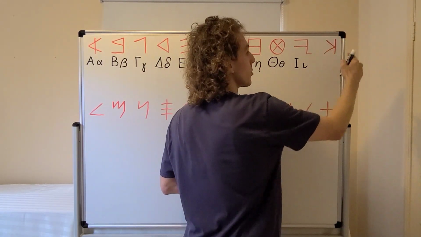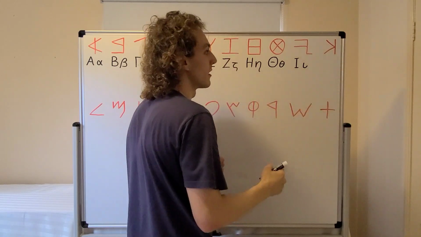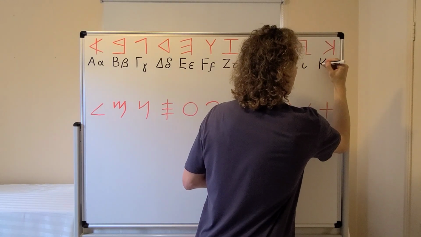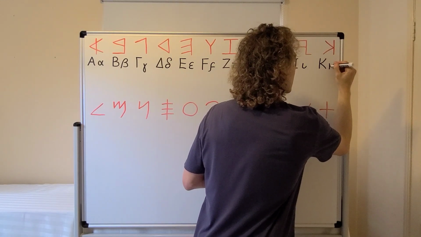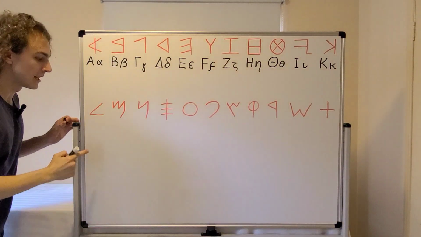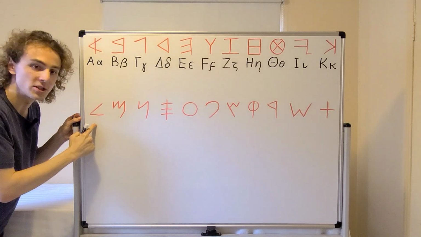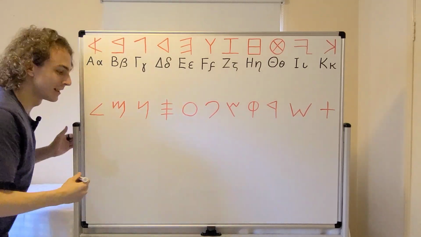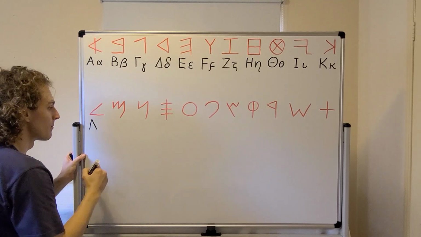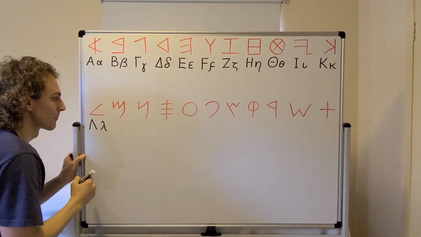This letter is called Kaf. The Phoenician Kaf corresponds to the Greek kappa. This is the uppercase kappa, and this is the lowercase kappa. Then the next letter in the sequence is Lamed. The Phoenician Lamed corresponds to the Greek lambda. This is the uppercase lambda, and this is the lowercase lambda.